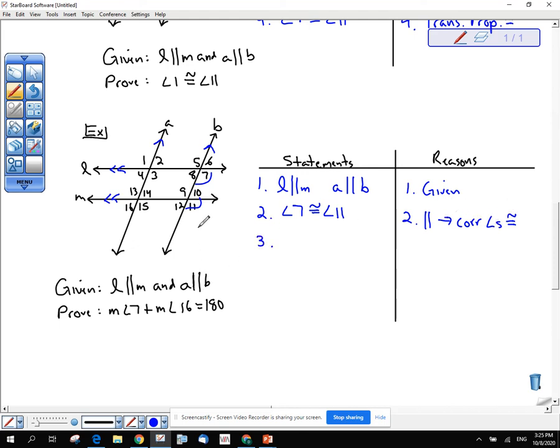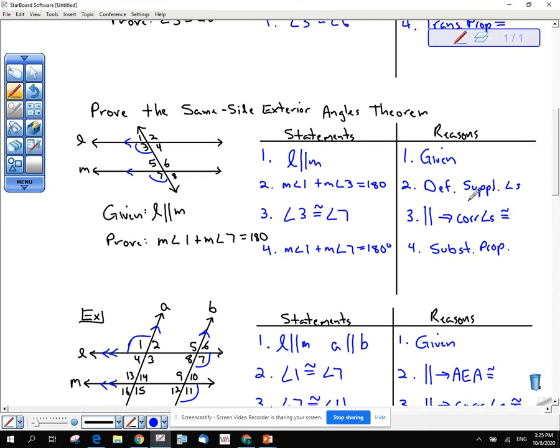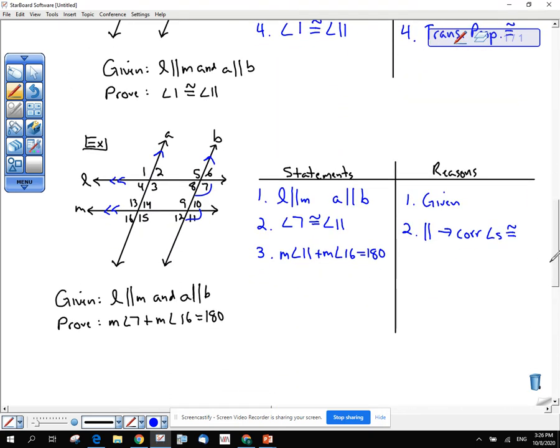Then we could say 11 and 16 are supplementary. The measure of angle 11 plus the measure of angle 16 equals 180. What's that about? Well, we just got done proving up here the same side exterior angle theorem. Same side exterior angles have a sum of 180, right? And now that we've proven it, we can use that, and that's what these are. 11 and 16 are same side because they're on the same side of M, they're on the bottom, and they're exterior because they're exterior to the parallel lines A and B. So we say parallel lines implies same side exterior angles have a sum of 180.